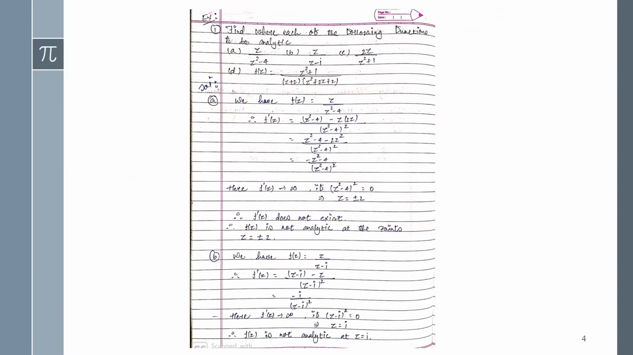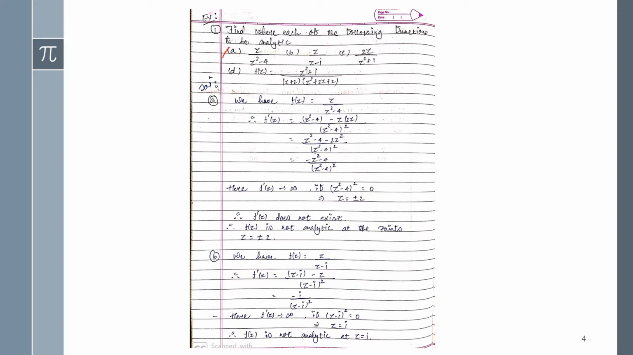Here the question is given: find where each of the following functions is analytic. So you have to find which functions are analytic and which are not. If analytic, then at which points it is analytic, and if not, at which points it is not analytic. You have to state all these concepts here. There are a total of 4 examples. Let's start with the A part.